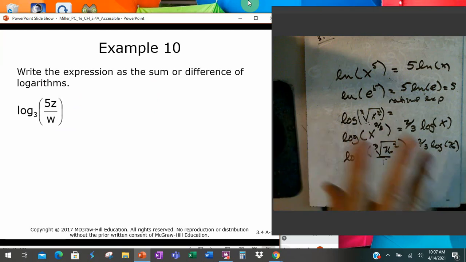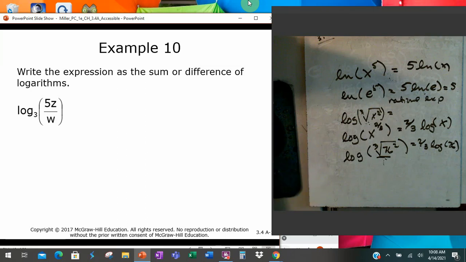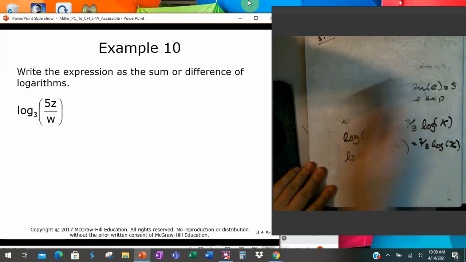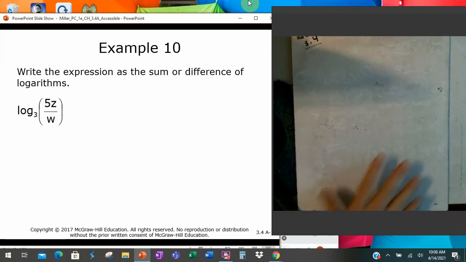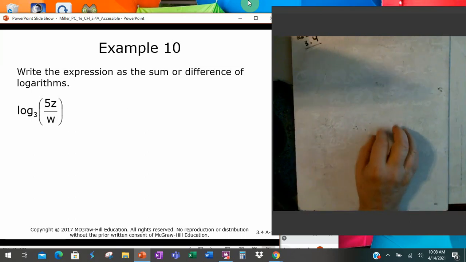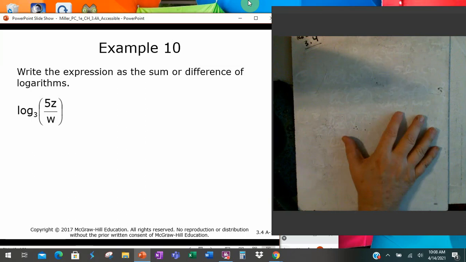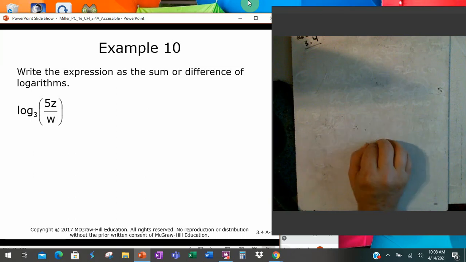Okay, so once we get through the basics, we're going to start working on mixing these things together to fully expand. We're going to have to apply more than one rule. It's not just multiplication, not just division, top minus the bottom. We've got a mixture of all of that stuff in there, okay?